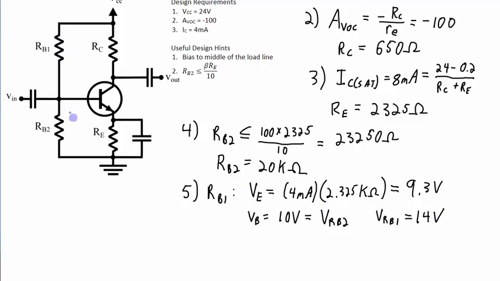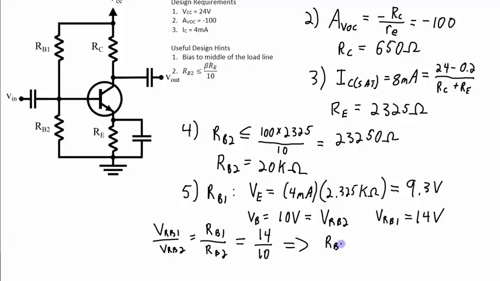The 24 volts gets split as 14 and 10, so that ratio of 14 to 10 for voltage has to be the same ratio for the resistance of RB1 to RB2. That ratio is 14 to 10. Rearranging that equation, I get RB1 is equal to 1.4 times RB2. I've picked RB2 of 20 kilo ohms. So that means my RB1 needs to be equal to 28 kilo ohms.